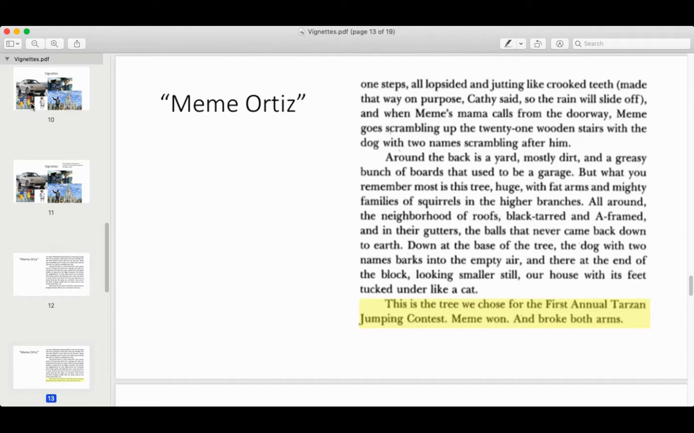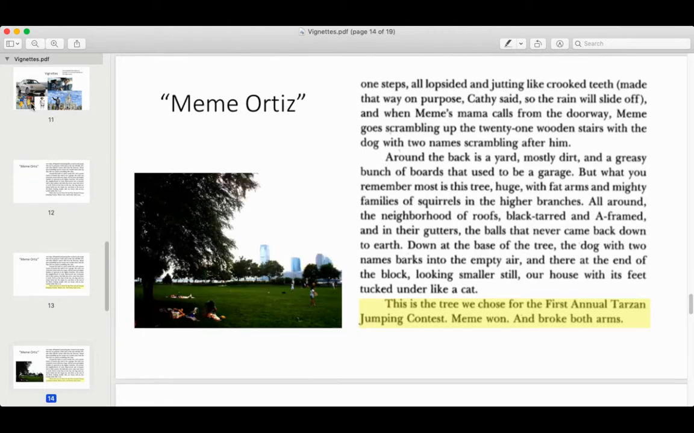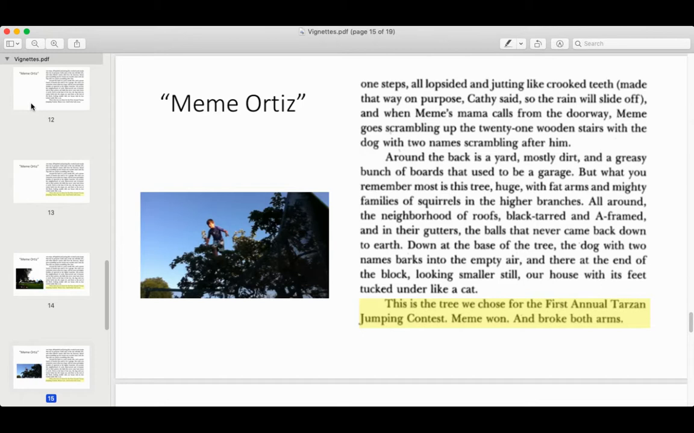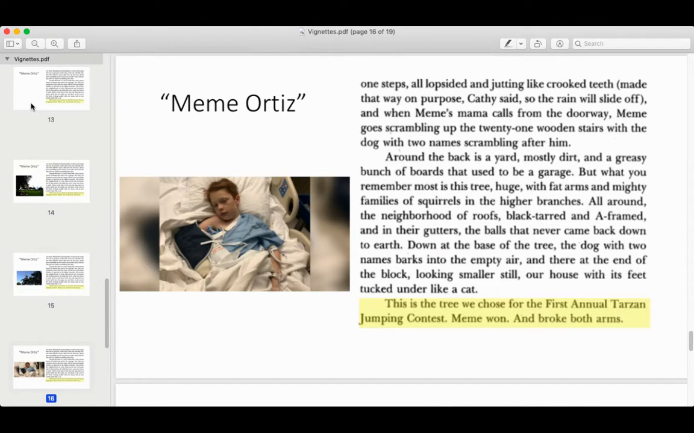There's a lot going on, right? Only 3 sentences, but can't you just picture the whole scene in your head? You've got a group of kids and it's a lazy summer afternoon, and then somebody comes up with the idea of a Tarzan jumping contest. Then Mimi jumps out of this enormous tree and breaks both of his arms. And then imagine the hospital visit, right? Think about how mad his mom is going to be. Think about what the other kids probably said. Do you think there was a second annual Tarzan jumping contest?